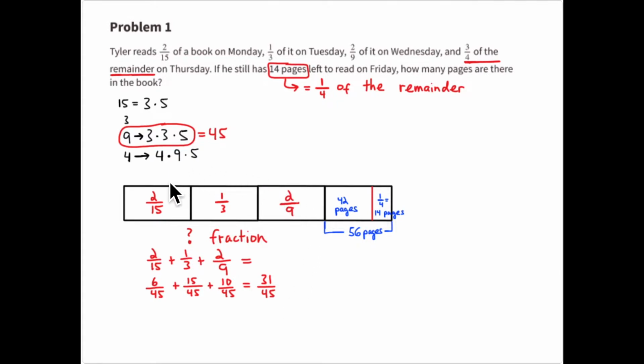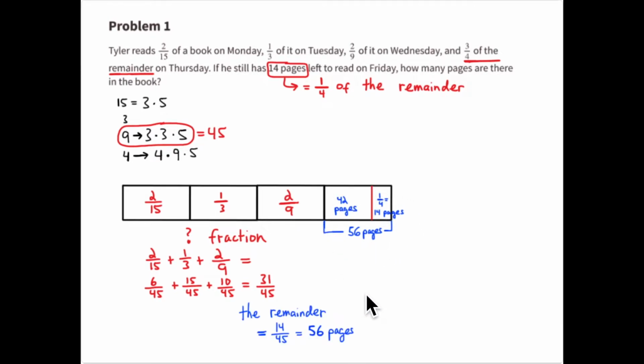So now we know that this piece is 31/45. This piece is 56 pages. So what remains is 14/45. So you subtract these 31/45 from the whole thing, which is 45/45. What's left is 14/45. And that 14/45 we know is 56 pages long. So if I know they're 56 pages long, 14/45, I know the size of the whole book. It is the multiplicative inverse of 14/45 times 56.